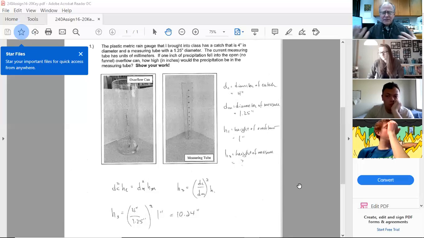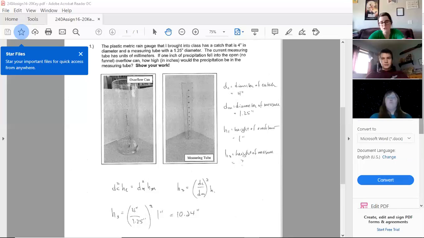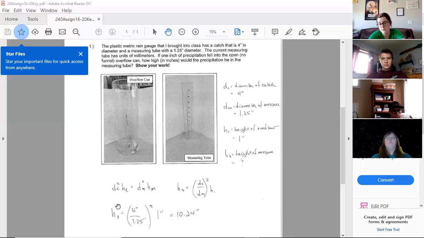Does that make sense, kind of how we do high resolution rain gauges? Any questions? Shout out if you have. You can do it in chat, or you can also unmute yourself and yell at me. Hey, Fred. Yes. So in the original equation, is that d squared times c?